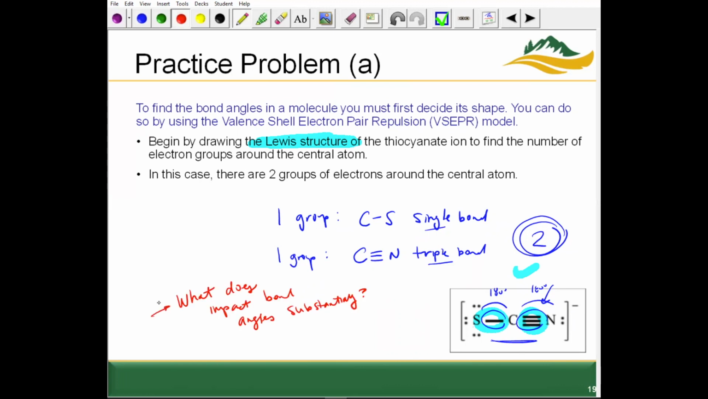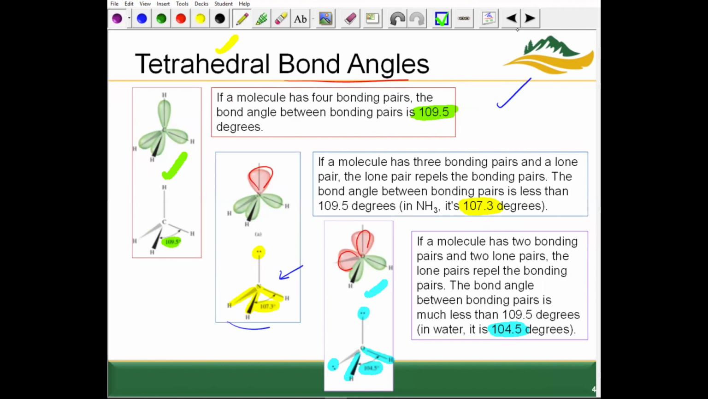So then what does impact bond angles substantially? It's when we start to bring in lone pairs of electrons to substitute in for bonds. Lone pairs of electrons substantially impact the bond angles. Like we saw for tetrahedral, 4 bonds, 109.5, 3 bonds and a lone pair, now that bond angle is 107.3. 2 bonds and 2 lone pairs, now that bond angle is 104.5.